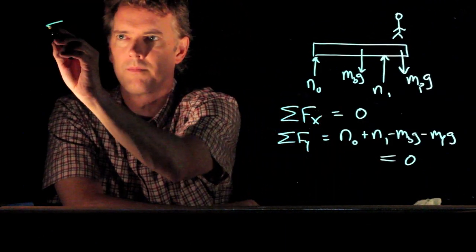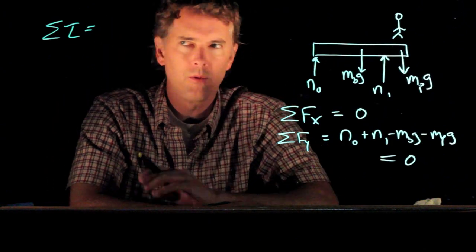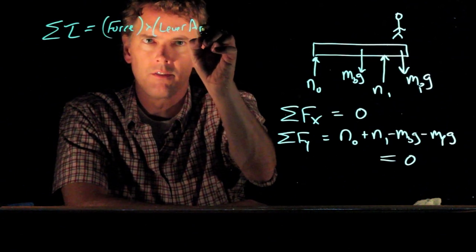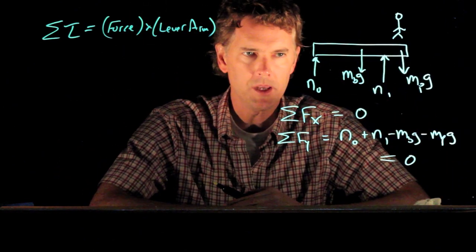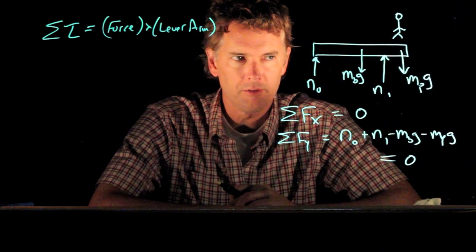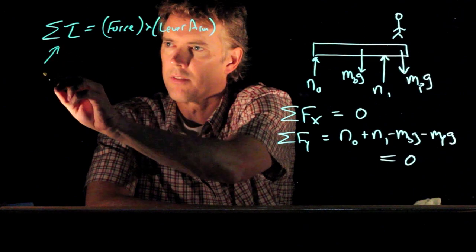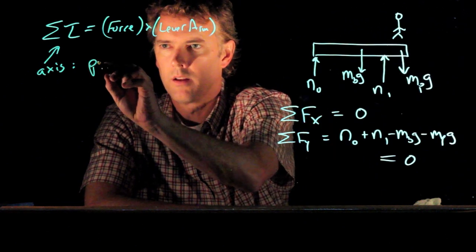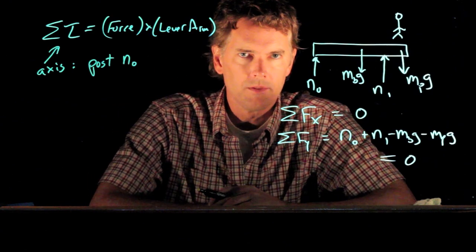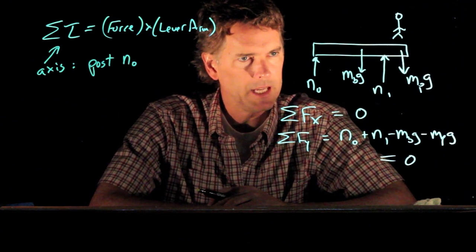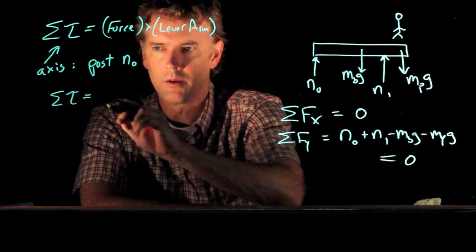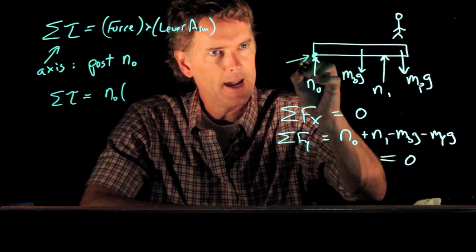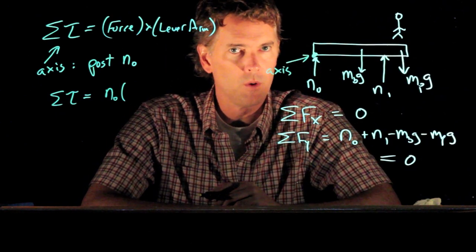All right, now let's analyze the torques. Well, remember, torque is equal to force times lever arm. And in this case, all the forces are at right angles to the beam. So the lever arm is just how far is that force from the axis of rotation. So let's pick an axis of rotation. Let's say it's the left end of the beam, so post N0 will be our axis of rotation. And now let's analyze the torques. All right, sum of the torques equals what? Well, N0 is the first force, but if that's going right through the axis of rotation, then there's no lever arm. So that one is zero.